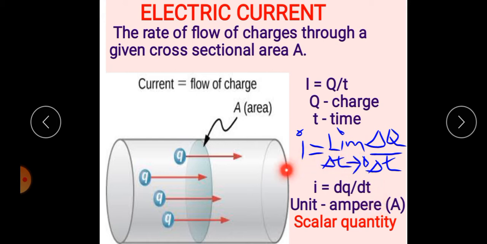Therefore 1 ampere of current is equivalent to 1 coulomb of charge passing through the perpendicular cross-sectional area in 1 second. Electric current is a scalar quantity. Are you clear children? And now, conventional current.